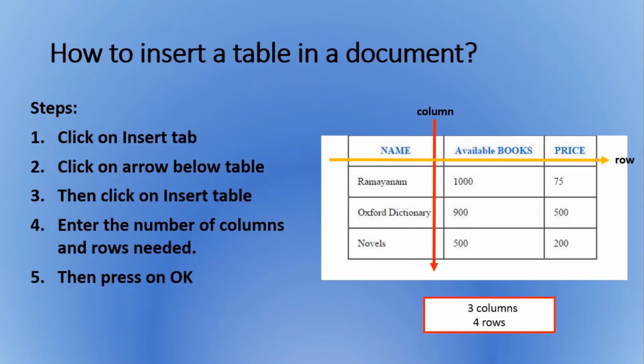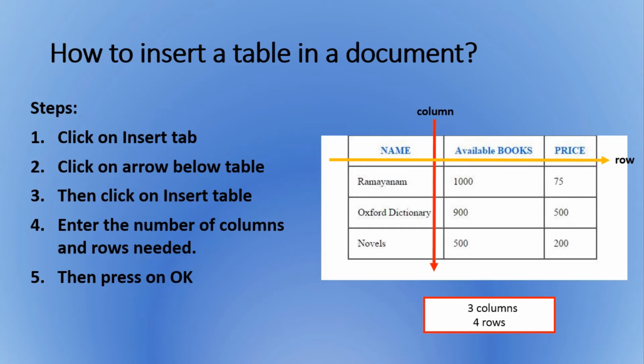Firstly, how to insert a table in a document. We click on the Insert tab, then below Table, I click on the arrow. Then I click on Insert Table. I enter the number of columns and rows needed. Then I press OK.